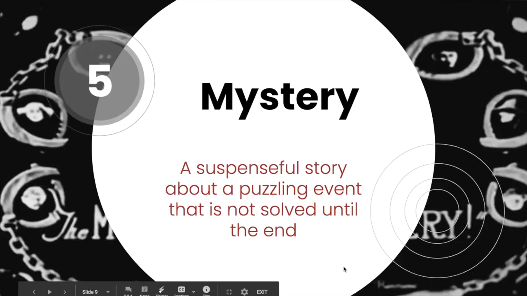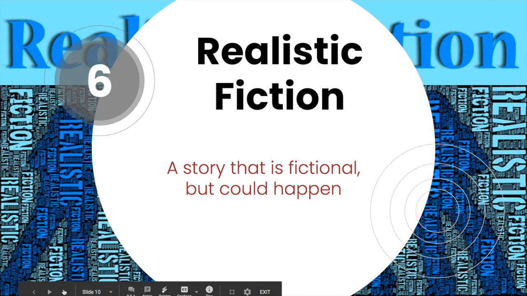Then we have mystery. Mystery is a suspenseful story about a puzzling event that is not solved until the end. And that was in our Brain Pop video. And it talked about different things that you'll find in a mystery story. And then you have realistic fiction. A story that is fictional, but it could happen. So let's say somebody made up a story of a boy and his family, going on a picnic, and they took their dog with them and the dog got lost. And it talked about the adventure they went through to get their dog back. Well, it's considered fiction because these are characters that don't really exist. But the story they're going through is something that could happen in real life. That's why it's called realistic fiction.